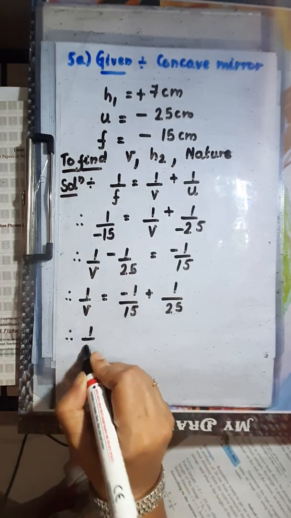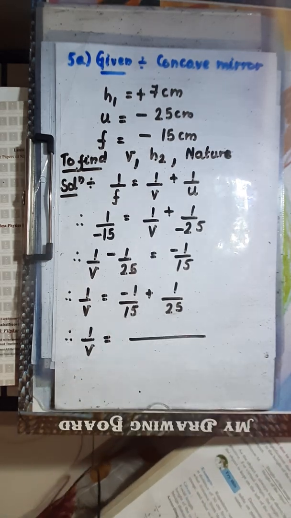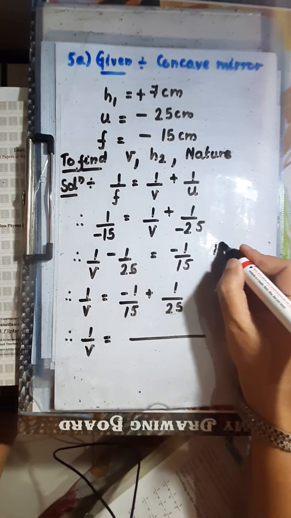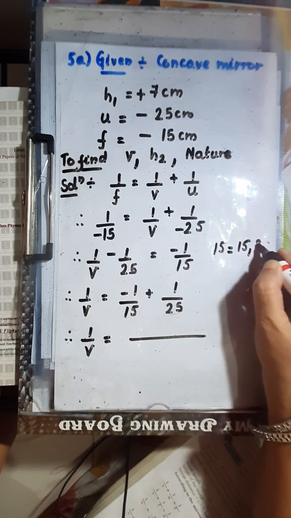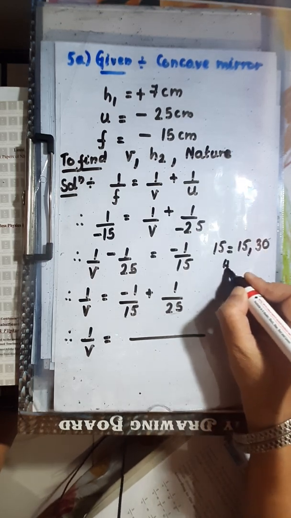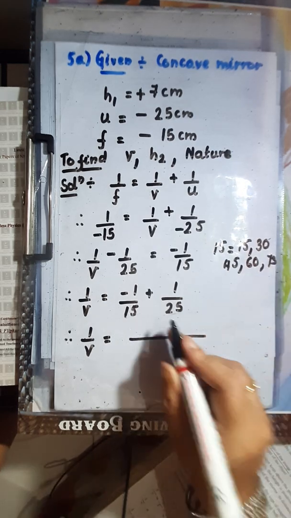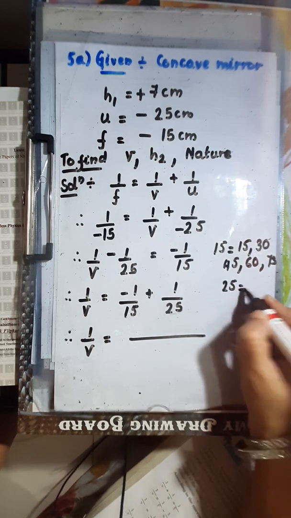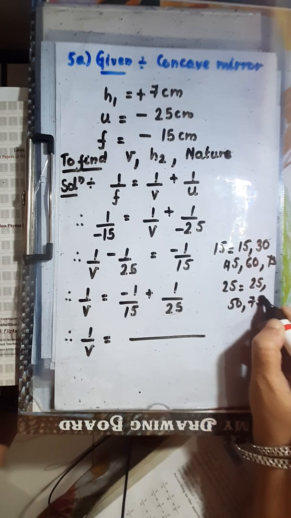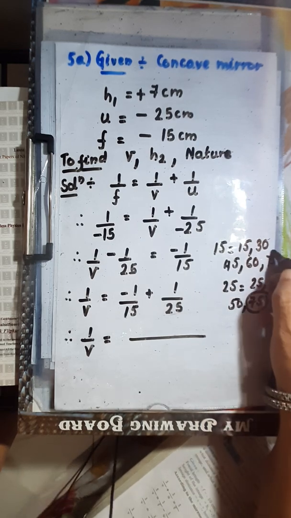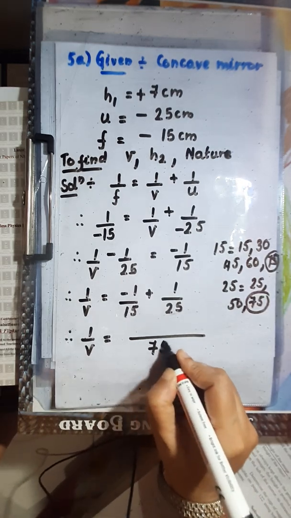Therefore, 1 upon v is equal to, what is the LCM of 15 and 25? See boys, how I will write the LCM. Look at this. Write the tables of 15. 15 ones are 15, 15 twos are 30, 15 threes are 45, 15 fours are 60, 15 fives are 75. Now take 25 tables. 25, 50 and 75. What is the least common multiple? 75. So we will write here 75.